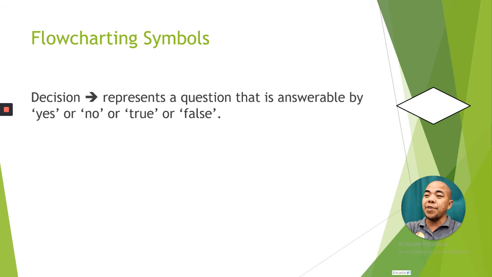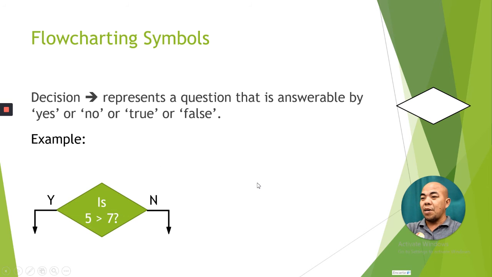Another symbol we have here is the decision. Decision represents a question that is answerable by yes or no, or true or false. If in the flow there is a decision to be made, then use this symbol. This symbol can only be used once the flow requires a decision to be made, and this decision can only be answered by either yes or no, or true or false.